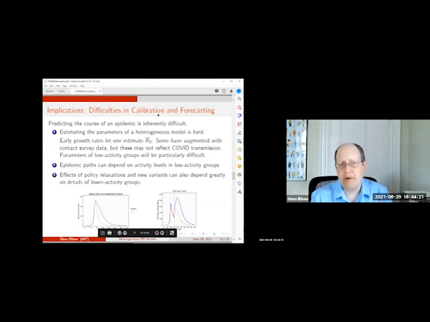Okay, so some other implications of this heterogeneous world. One other implication is predicting the course of an epidemic is going to be very difficult. Estimating the parameters for a heterogeneous model is hard. The early growth rates let you estimate this R0 bar. How fast is this thing spreading when it's new? What component of that is variance versus mean, however, matters to the dynamics later on and matters to the vaccinations. And what some people have done is try to augment this with contact survey data.